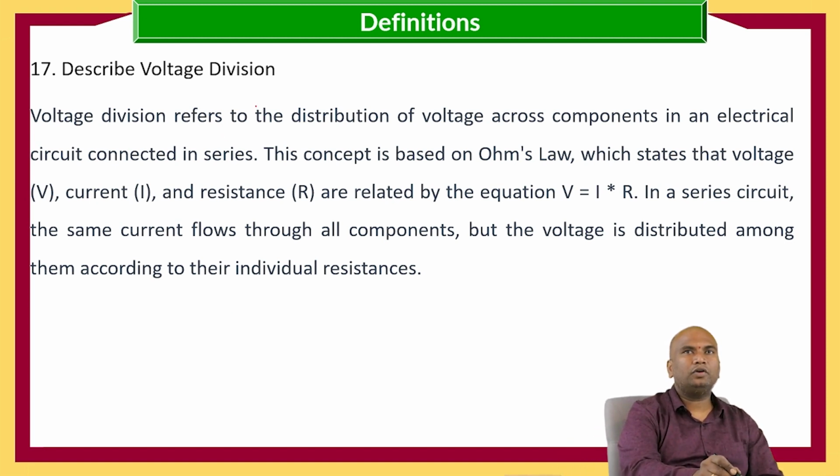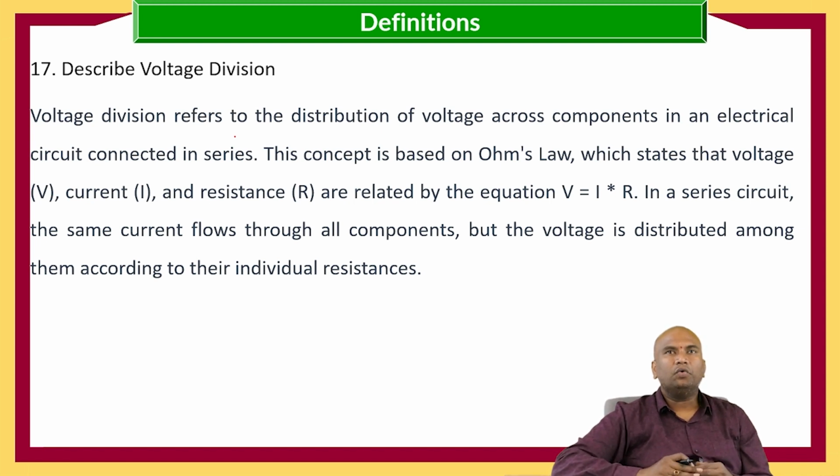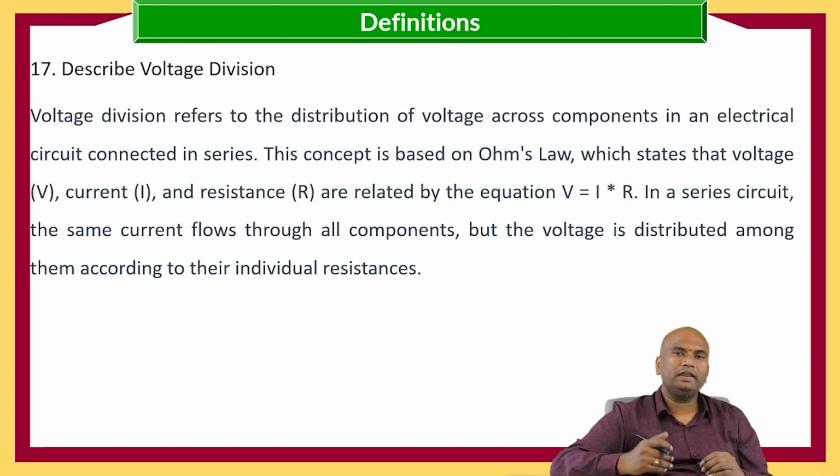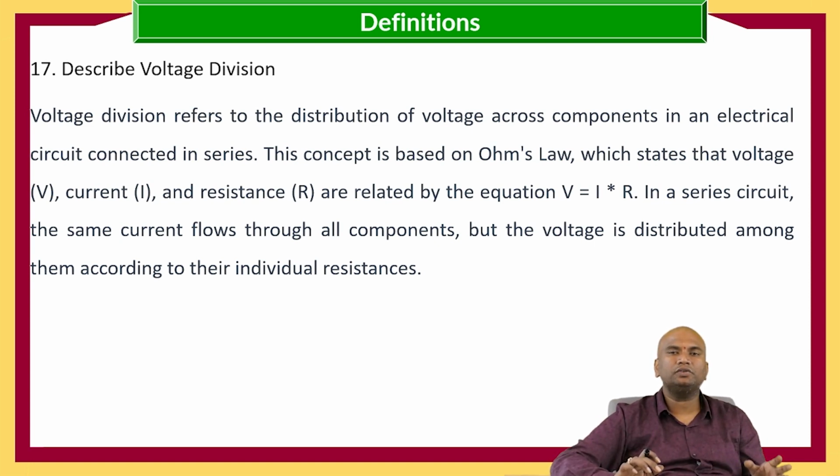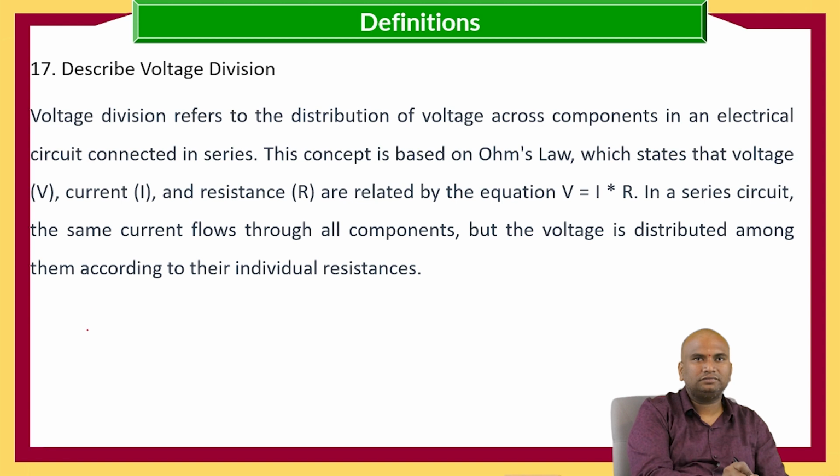Now, describe voltage division. Voltage division is when two resistors, or any two electrical elements, are connected in series, and that series combination is connected to a voltage source. Then the voltage will be divided between those two elements. That is nothing but voltage division. If two resistors are connected in series, let us take the voltage division formula.